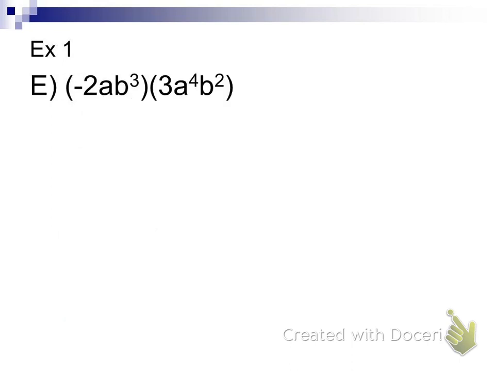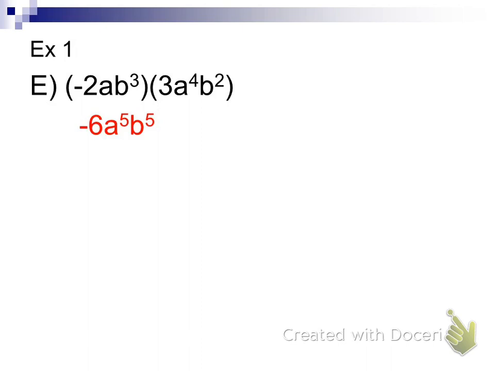All right, here's part E. Any ideas? Yes, ma'am? Negative 6a to the fifth. Okay, how'd you get that? I multiplied 3 and negative 2 and got negative 6, and then I took a plus 1 plus 4 for the a, and got 5, and then 3 plus 2 to get 5 for the b. Very good. What questions do you have?